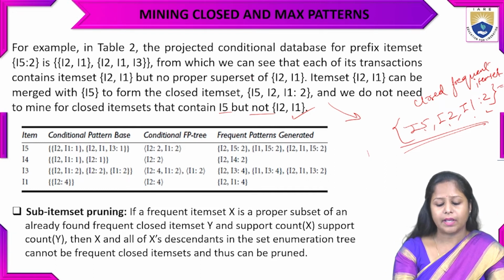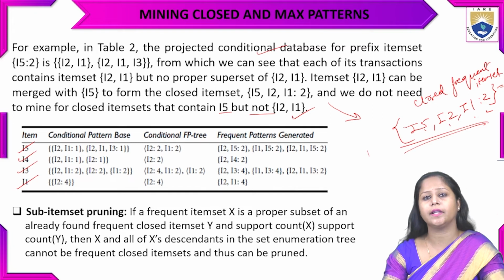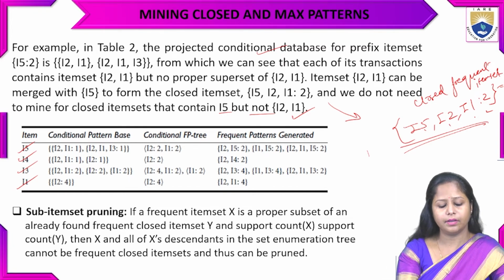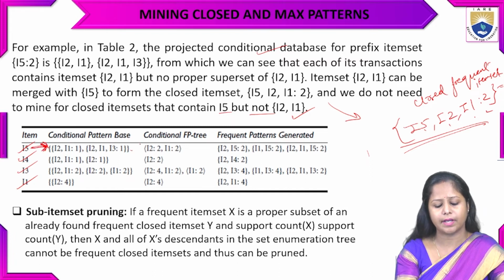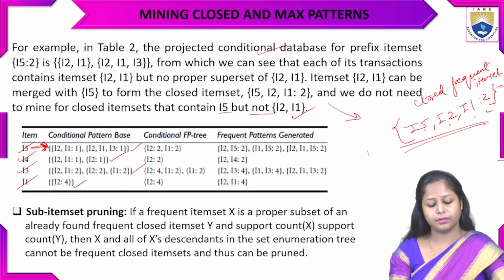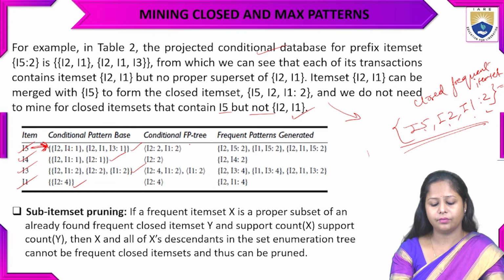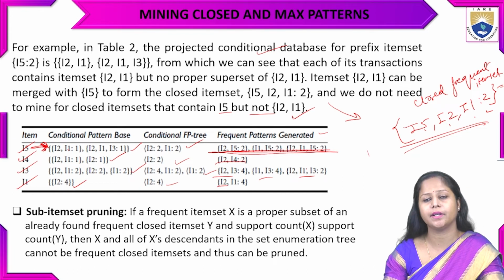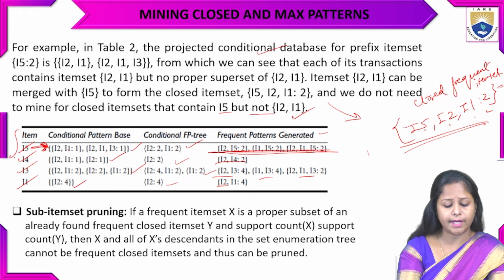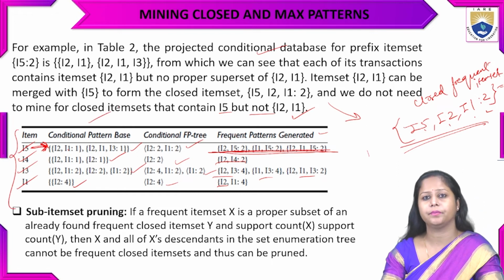In this table, as we check this condition, we have the items I5, I4, I3 and I1. For each particular item, we got the conditional pattern base, and from that we got the conditional FP tree, and the frequent patterns were generated as shown. So these are the frequent patterns generated from these items according to the conditional pattern base.